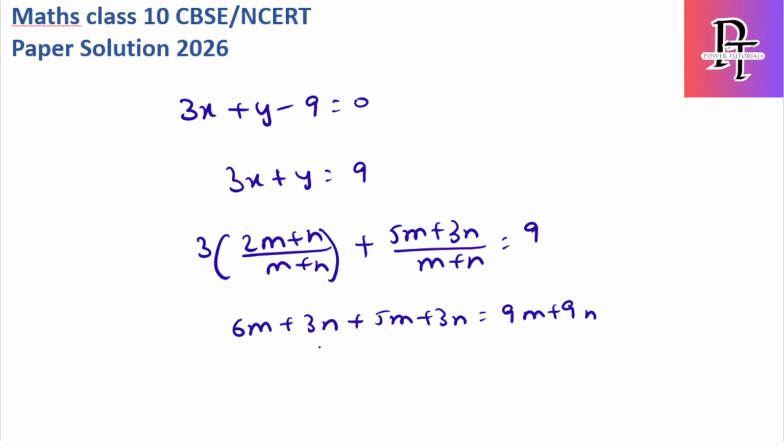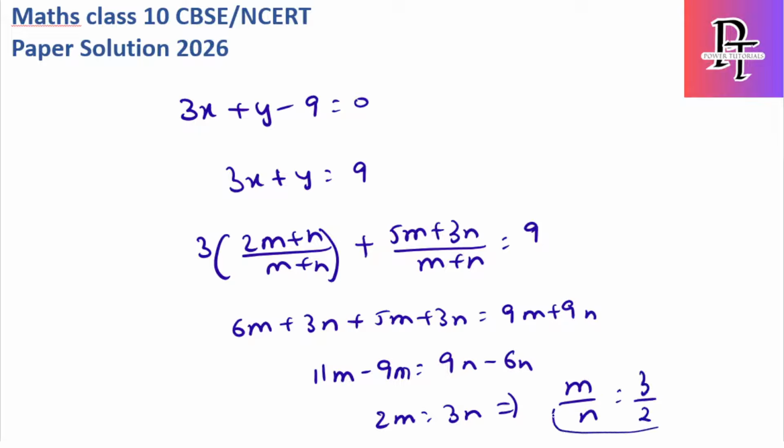Now the m values, I'll write on the left side. 6 plus 5 is 11m, minus 9m, is equal to 9n minus 3n minus 3n, which is 6n minus 6n. So this becomes 2m is equal to 3n. So here I can write m by n is equal to 3 by 2. So the ratio in which it is divided is 3 by 2, or 3:2, is the final answer.